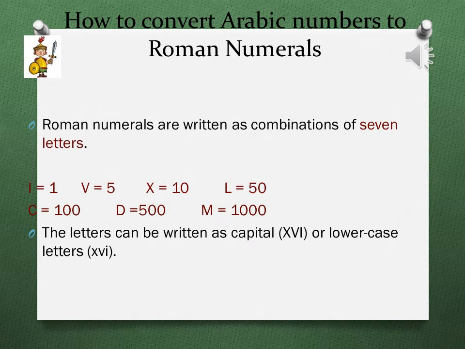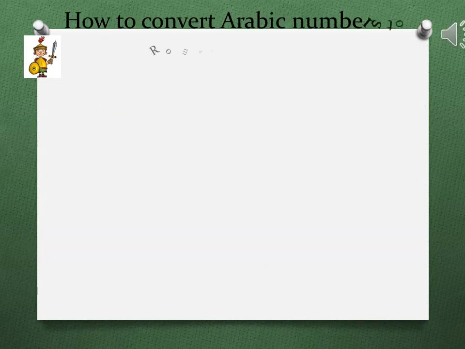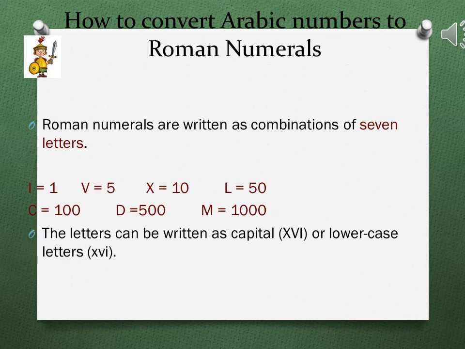For converting Arabic numbers to Roman numerals, we write Roman numerals as a combination of 7 letters, where I represents 1, V represents 5, X 10, L 50, C 100, D 500 and M is represented by 1000. For Roman numerals, we can write letters both capital as well as lowercase.